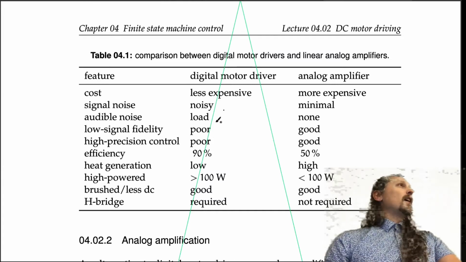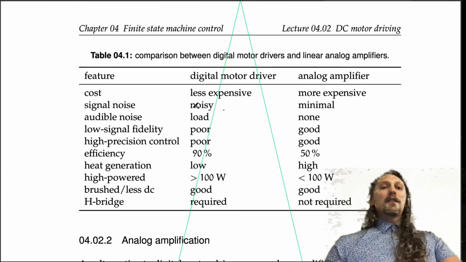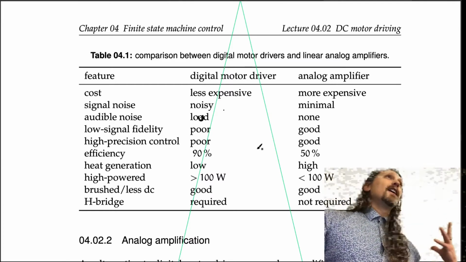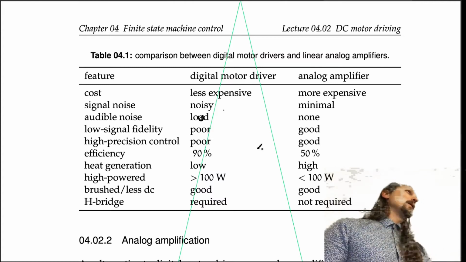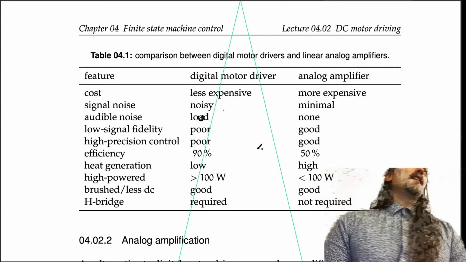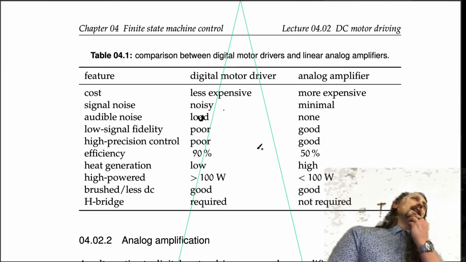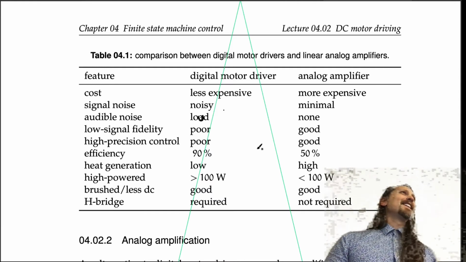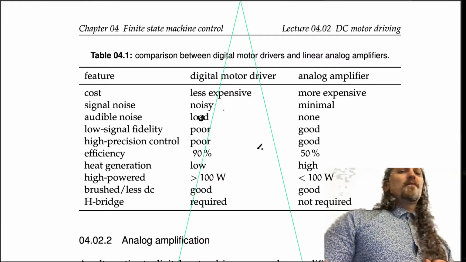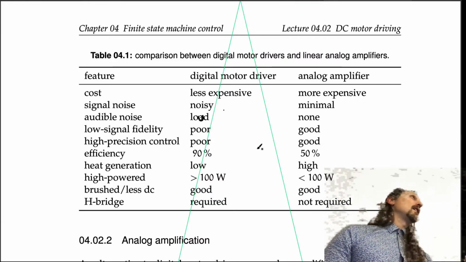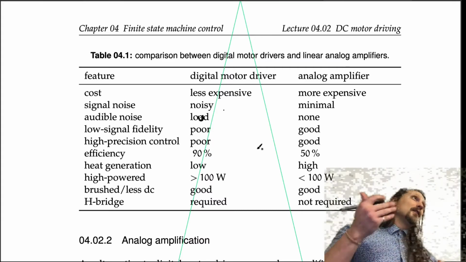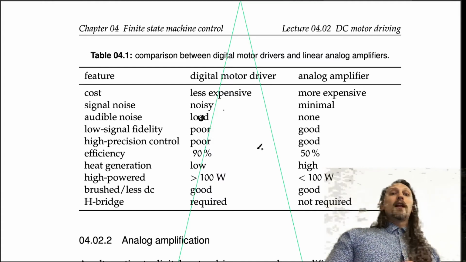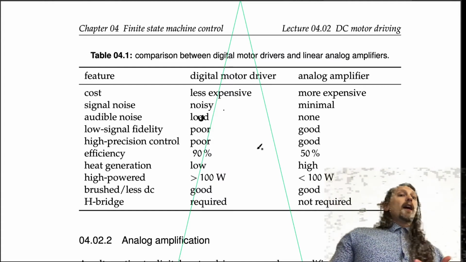Audible noise. Actually, loud is what I was trying to say there. Digital motor drivers are loud. You can actually hear them when they're on, and you'll be able to hear them in the lab. I want you to use it so you can hear the whine. It's really fun. It depends on the frequencies you're using and the mechanical structure around, so it'll actually make the structure sing a little bit. So that's fun. Analog amplifiers don't have that.